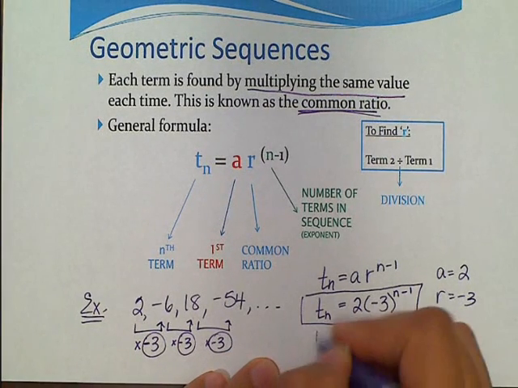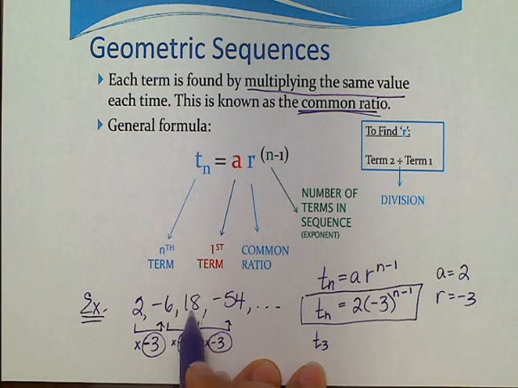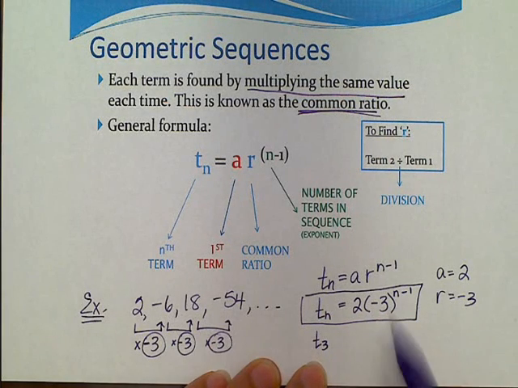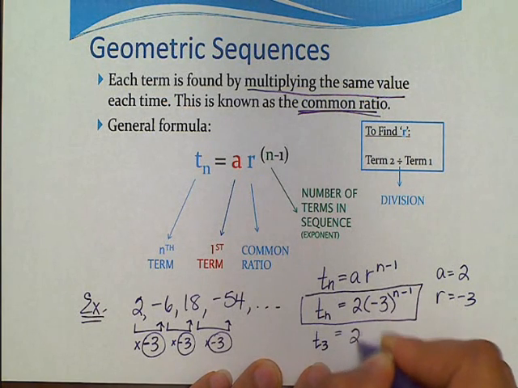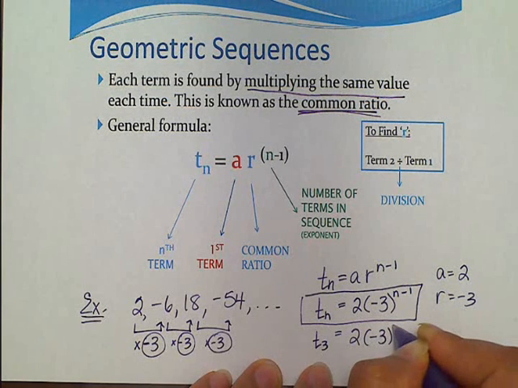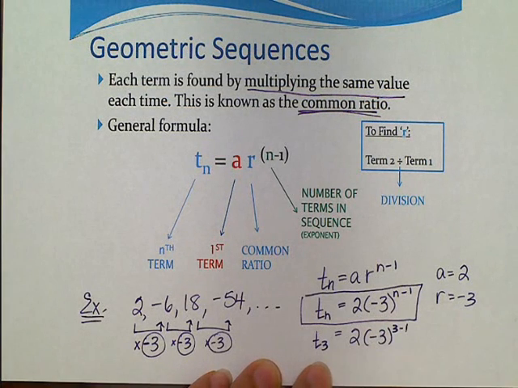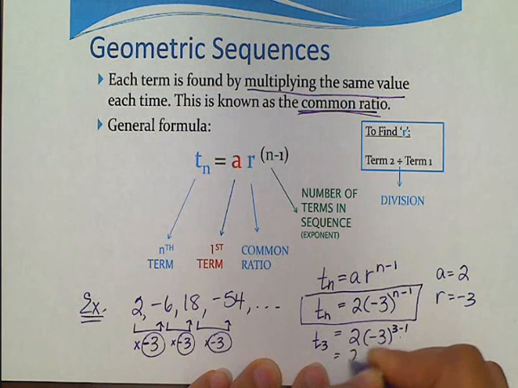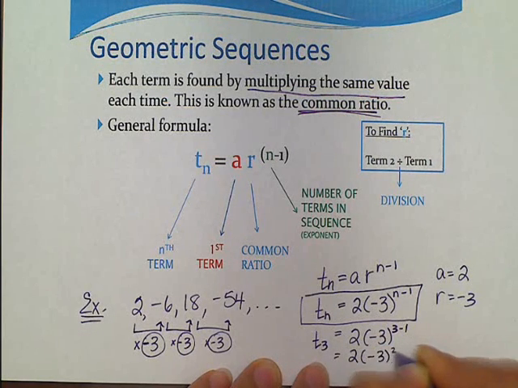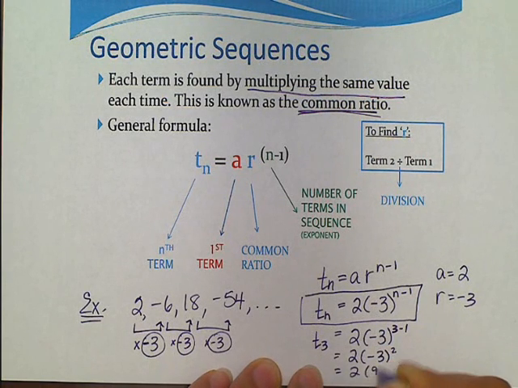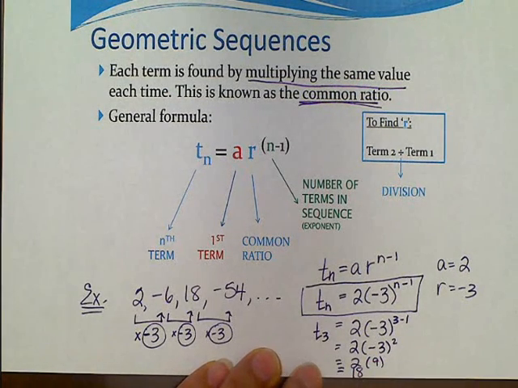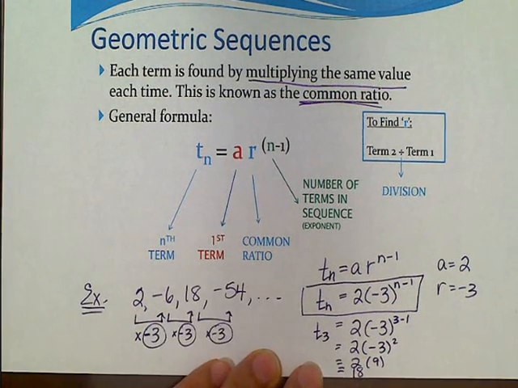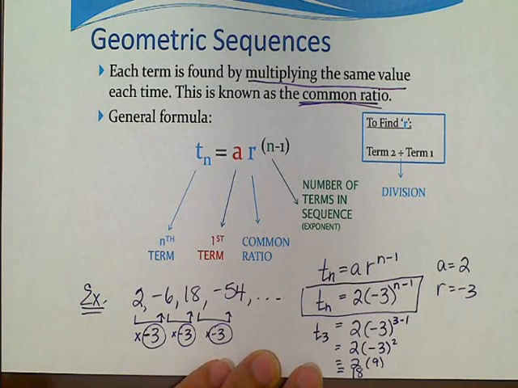Okay? So if I wanted to look for the third term, and I know I already have the third term in the sequence, but let's say I wanted to find the third term. That would mean n is equal to 3, so I'm changing the subscript to a 3. And I would plug in 3 into the formula here, so I would have 3 minus 1 in my exponent. And so that would give me 2 times negative 3 to the exponent 2. That's 2 times 9, which is equal to 18. So I know that the third term would be equal to 18, and that's what I have here as well.